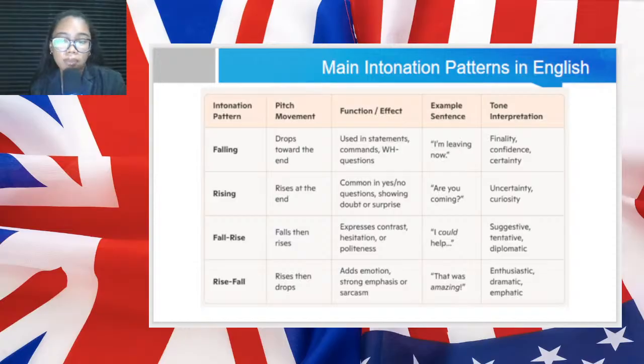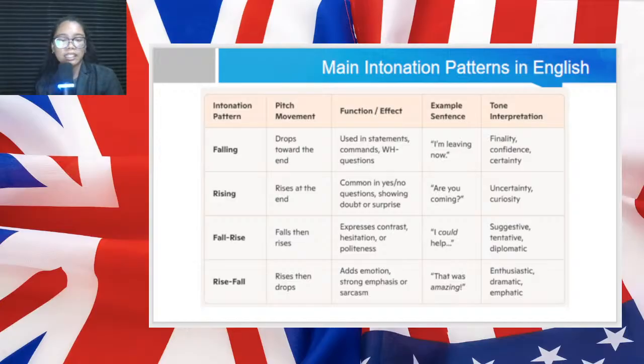Okay, like for example, "That was amazing." "That was amazing." The rise and fall on "amazing" makes your enthusiasm incredibly clear and powerful. So this tone sounds enthusiastic, dramatic, emphatic, or even sarcastic. It conveys very strong feelings and leaves no doubt about your intensity or your true, often hidden, meaning. Okay? It gives your words a powerful punch.